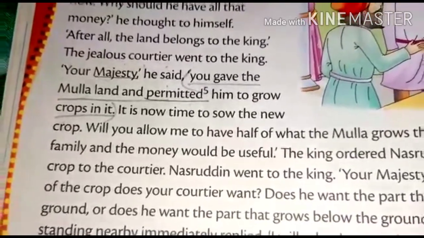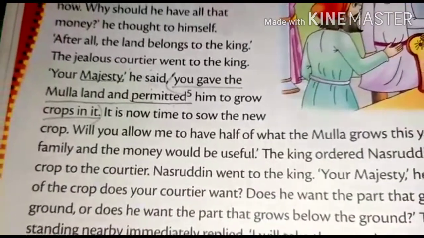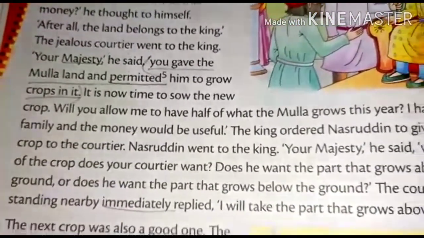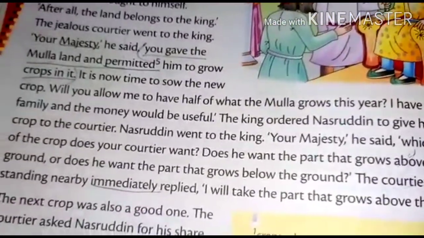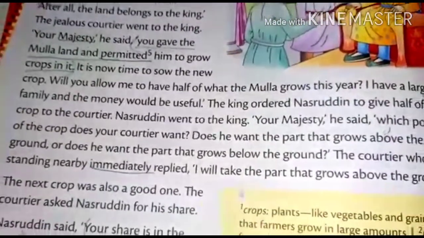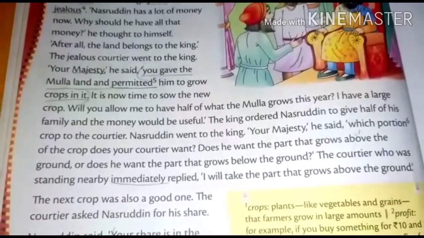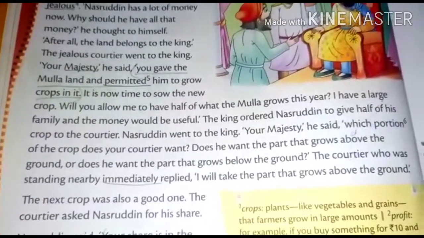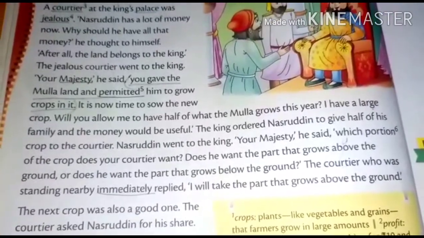It is now time to sow this new crop. Will you allow me to have half of what the mullah grows this year? I have a large family and the money would be useful. So this jealous courtier went to the king and asked for half of what the mullah was having. So the king ordered Nasiruddin to give half of his crop to the courtier.